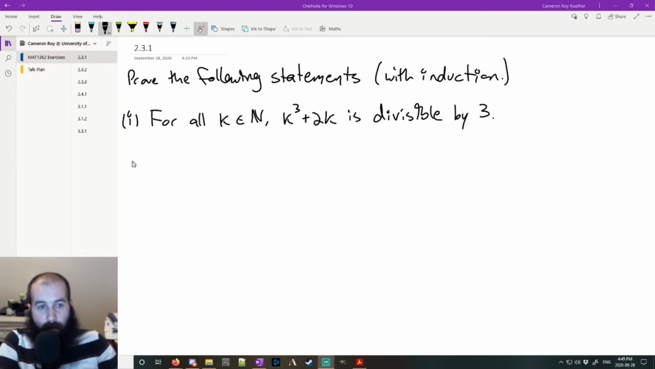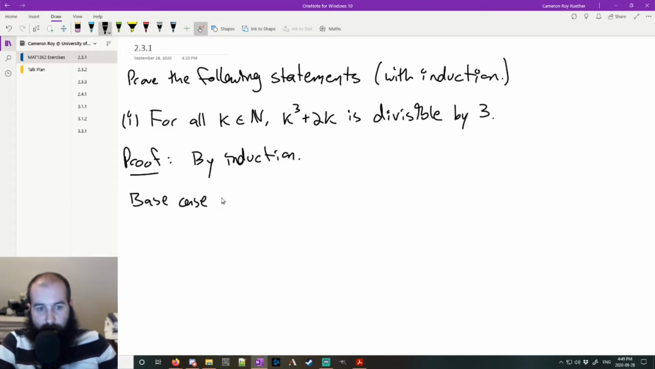So since it's a proof by induction, we can start with a base case. Because it's over all natural numbers, our base case is the smallest natural number, which is 1.